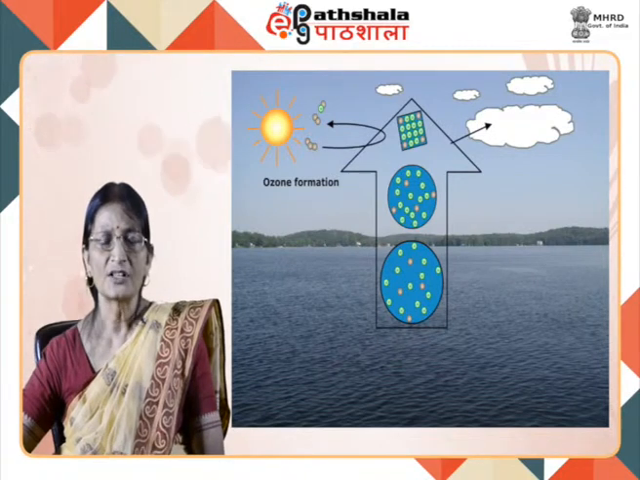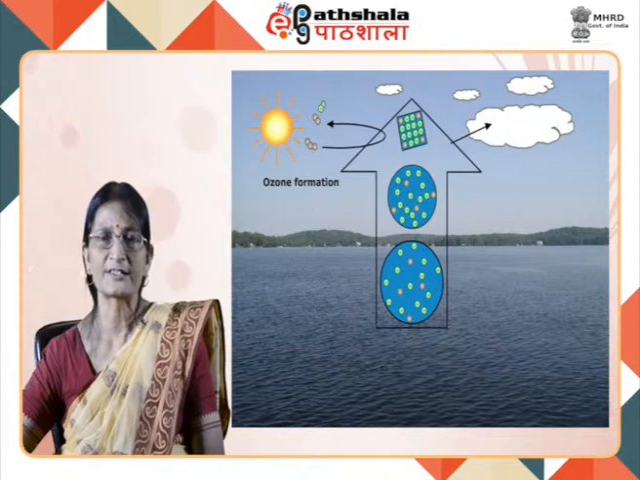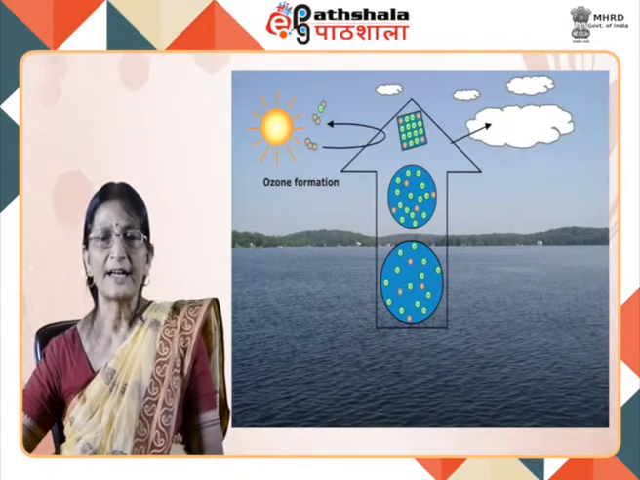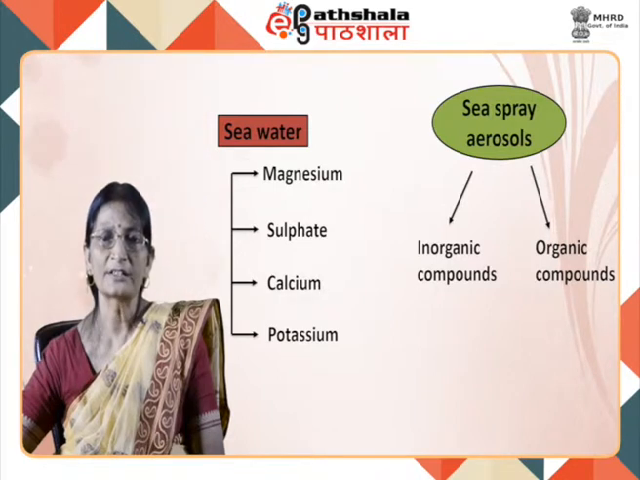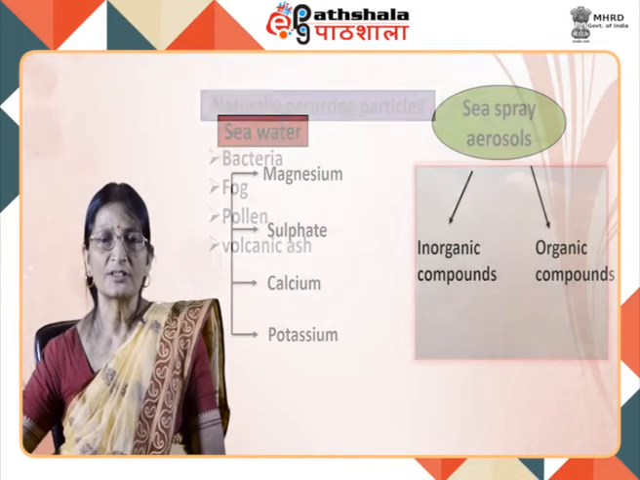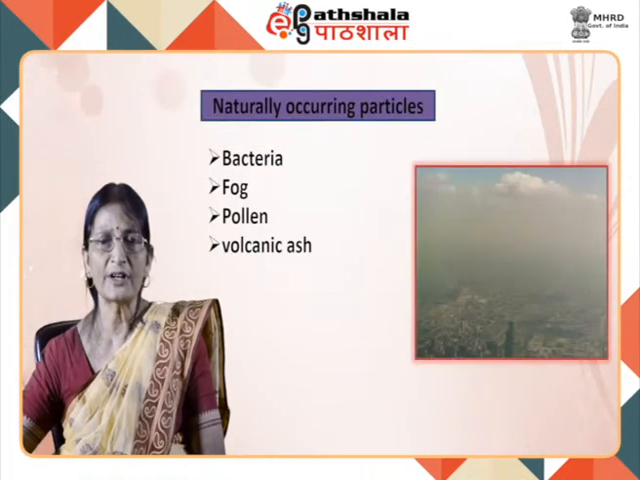The second largest contributor of global aerosol is sea salt, coming from sea spray, and consists mainly of sodium chloride originating directly from the ocean. Other constituents of atmospheric sea salt reflect the composition of sea water, and thus they can be found exactly like that in the ocean. They can contain magnesium sulfate, calcium, potassium, etc. Sea spray aerosols contain both inorganic as well as organic compounds which alter their chemistry. Particles which occur naturally in the atmosphere are bacteria, fog, pollen and volcanic ash.